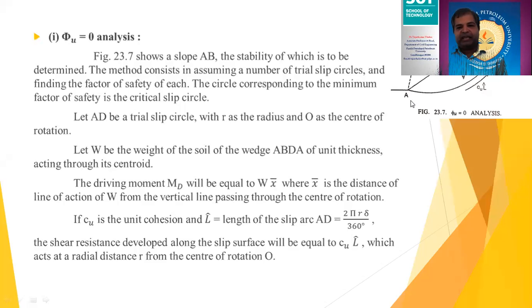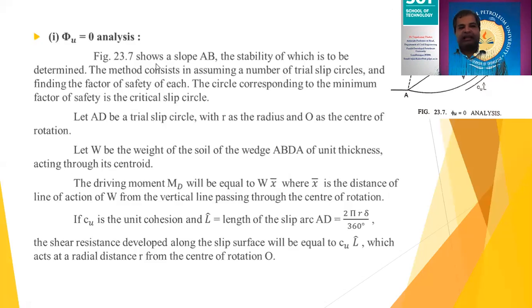So for the time being, I am assuming this is the first trial, and for each trial, you are going to find out the factor of safety of that particular trial slip. When you analyze this, the trial slip which corresponds to the minimum factor of safety is called the critical slip circle, meaning from that particular slip circle, the slope is on the verge of failure.